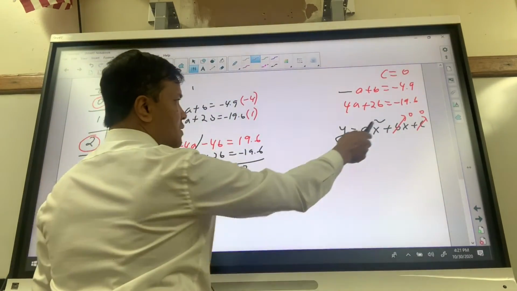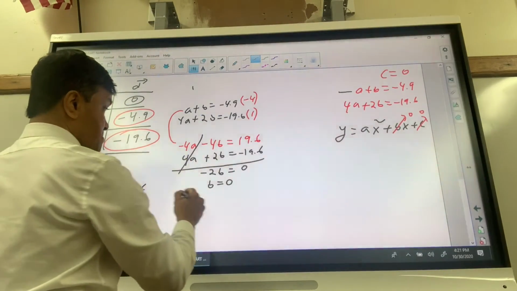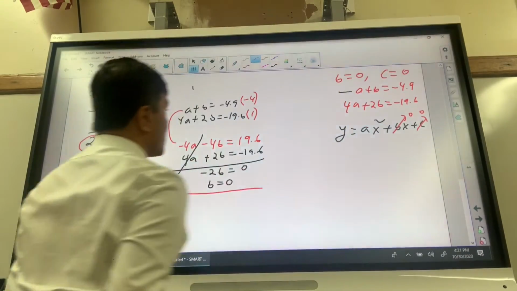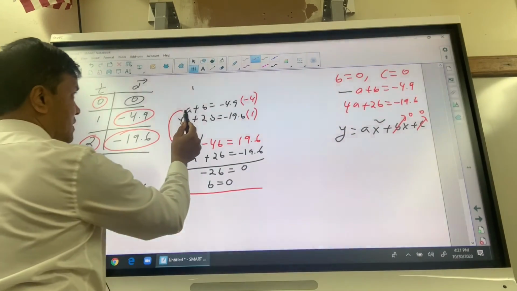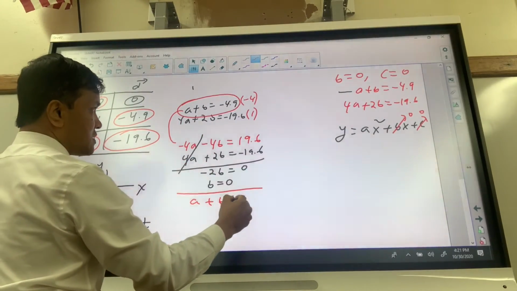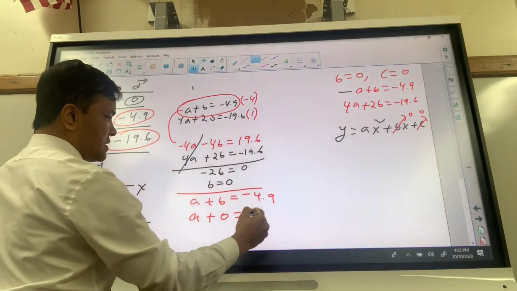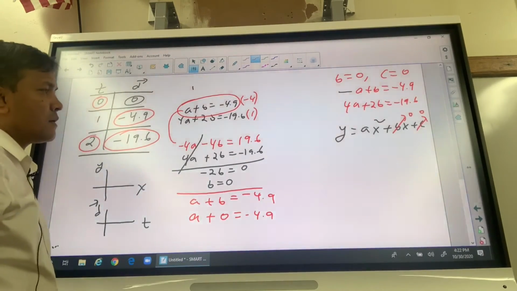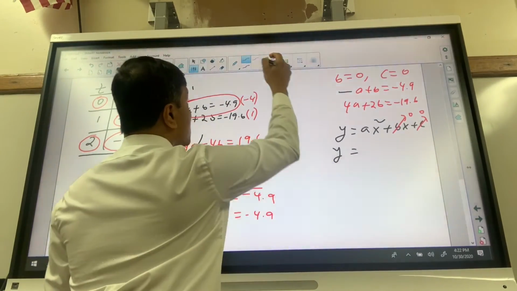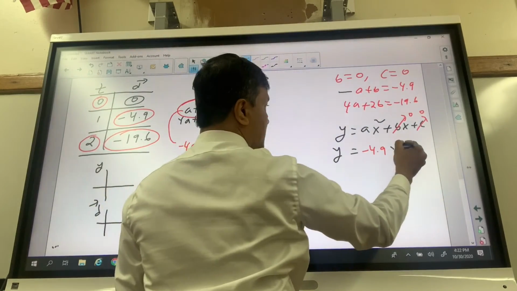So now y equal to ax squared, that's what survived. Now we have to know what is a. So we know b is 0 and c is 0. So let's take this: a plus b is negative 4.9. So a is negative 4.9. Okay, so we now know a because that's what we wanted to know. Negative 4.9 x squared.